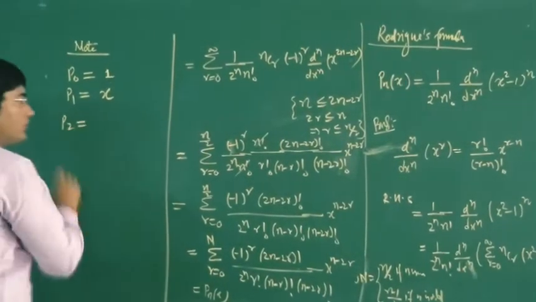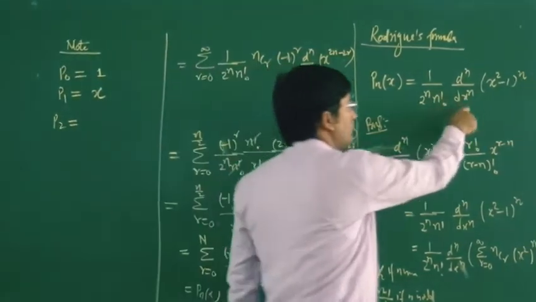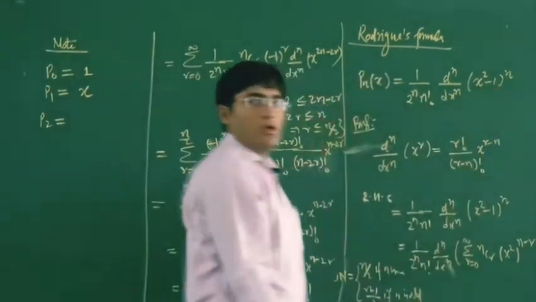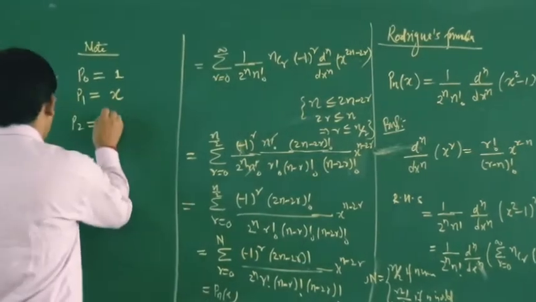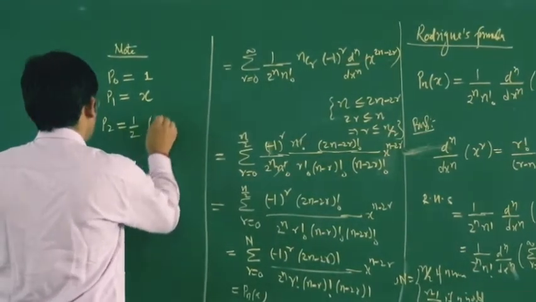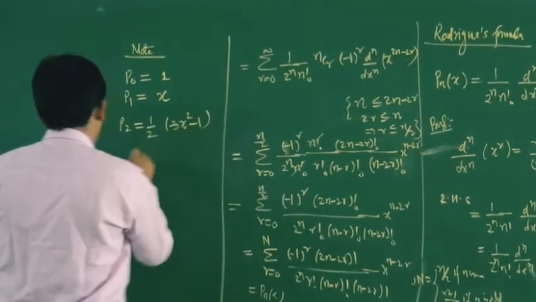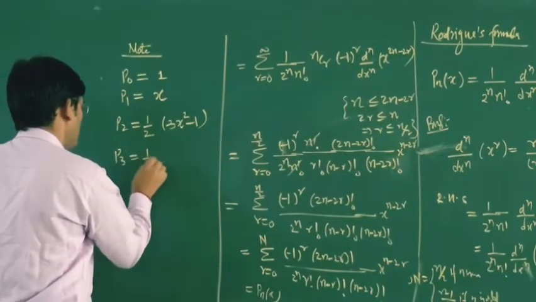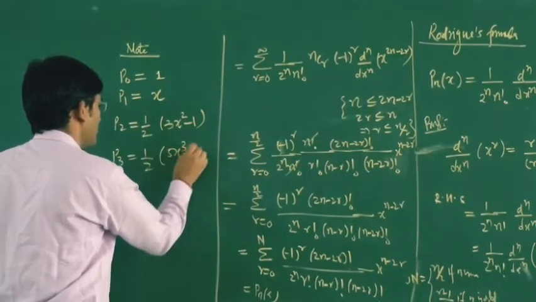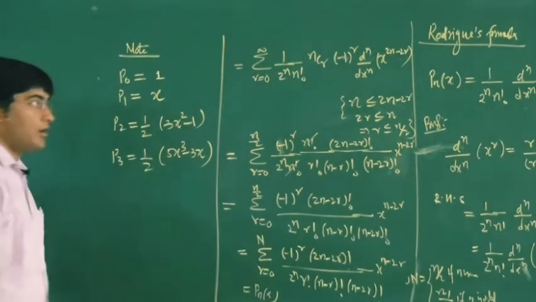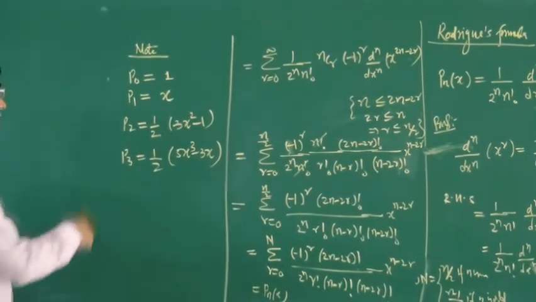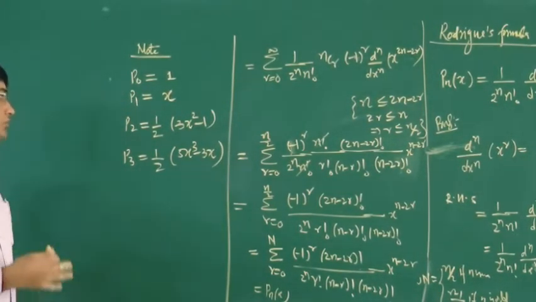Similarly your P2 means 2 time differentiation of (x square minus 1) power 2, and 2 time differentiation of this will give you 1 by 2 (3x square minus 1). Then our P3 will be 1 by 2 (5x cube minus 3x), and so on. Now these are the values of P0, P1, P2 and P3.